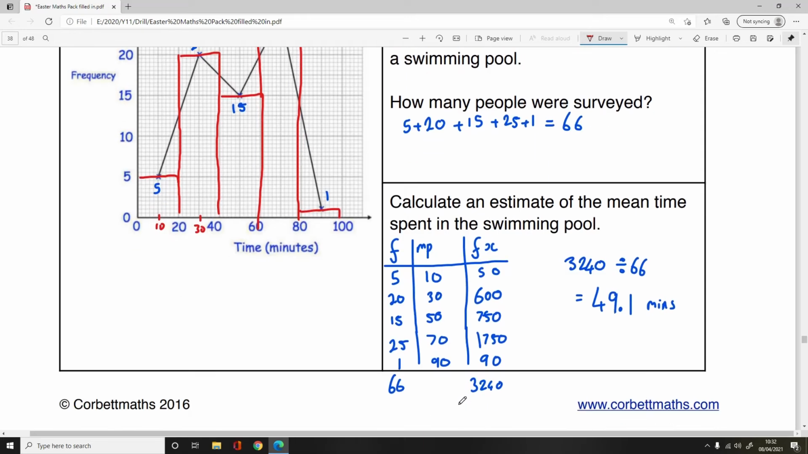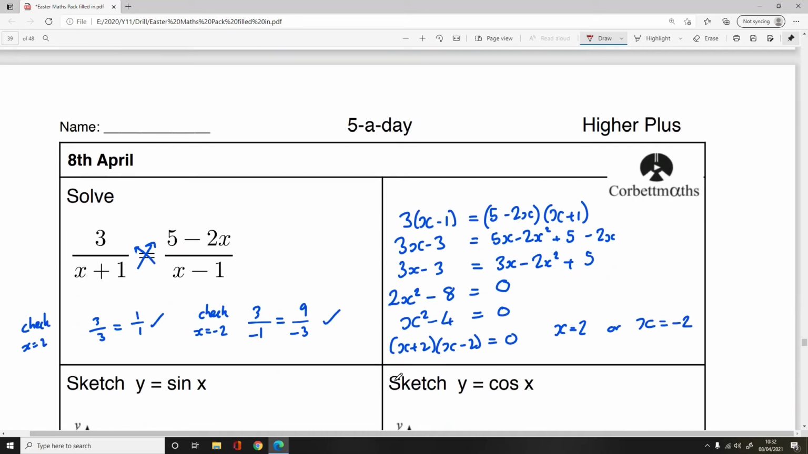And then we do the same as we normally do with estimating a mean. We multiply to get our fx's. We add all the fx's up. We add all the frequencies up. And then the mean is the total of the fx divided by the total of frequency. 49.1. Cool. Okay, lastly, we've got our higher plus questions.